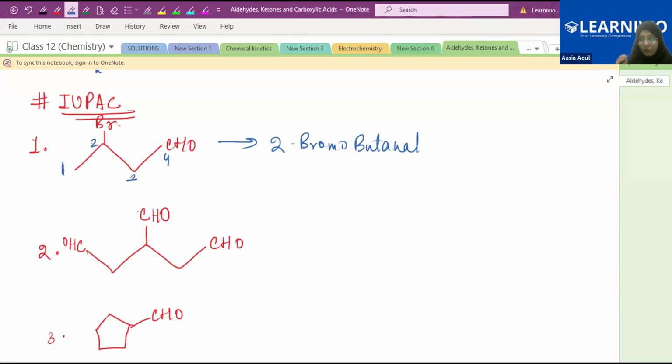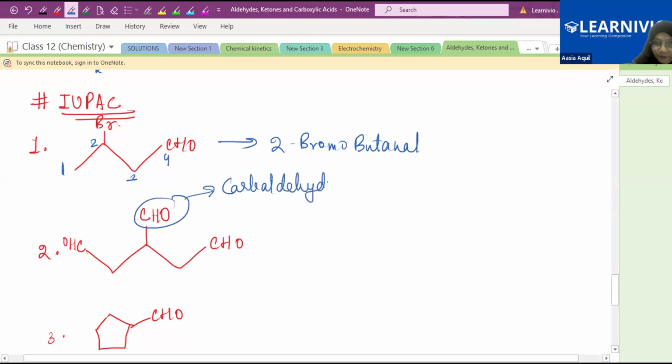Yes, ma'am. See, Aisha, what I said here: if you are including the carbon of the aldehyde group in the chain, you will treat this group as an aldehyde group, and for aldehyde you will write al in the suffix. But if you are not including the carbon of the aldehyde group in the parent chain, and you are treating it as a substituent, then this CHO group is known as carbaldehyde. Carbaldehyde.